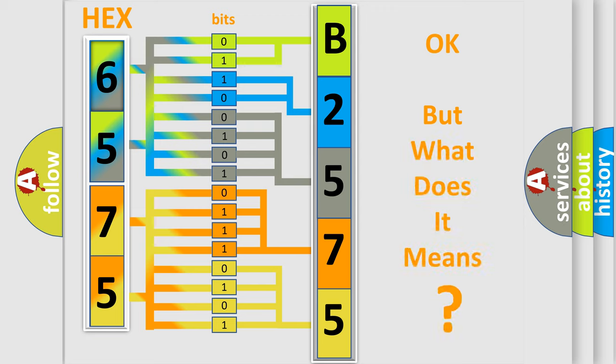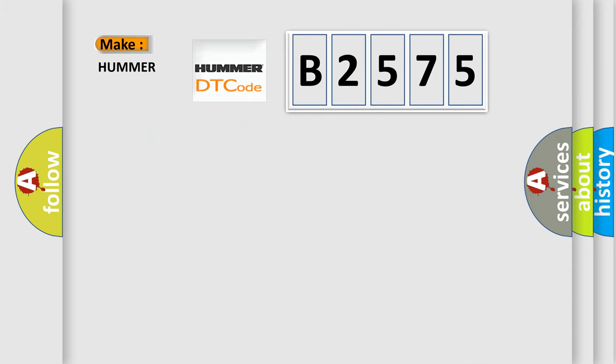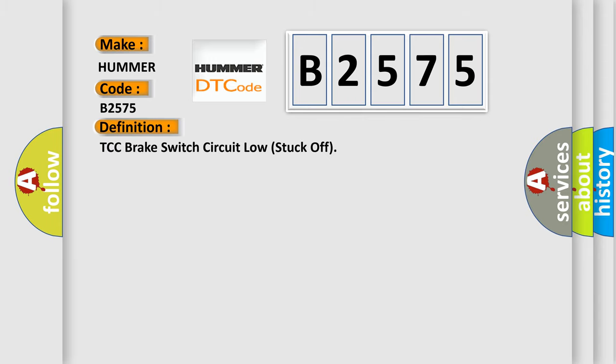The number itself does not make sense to us if we cannot assign information about what it actually expresses. So, what does the Diagnostic Trouble Code B2575 specifically mean for car manufacturers? The basic definition is TCC brake switch circuit low, stuck off.